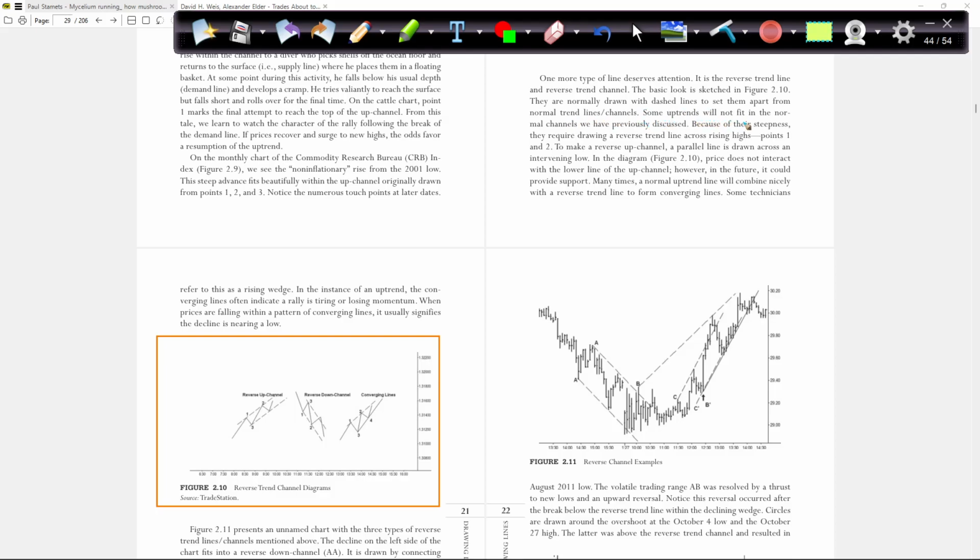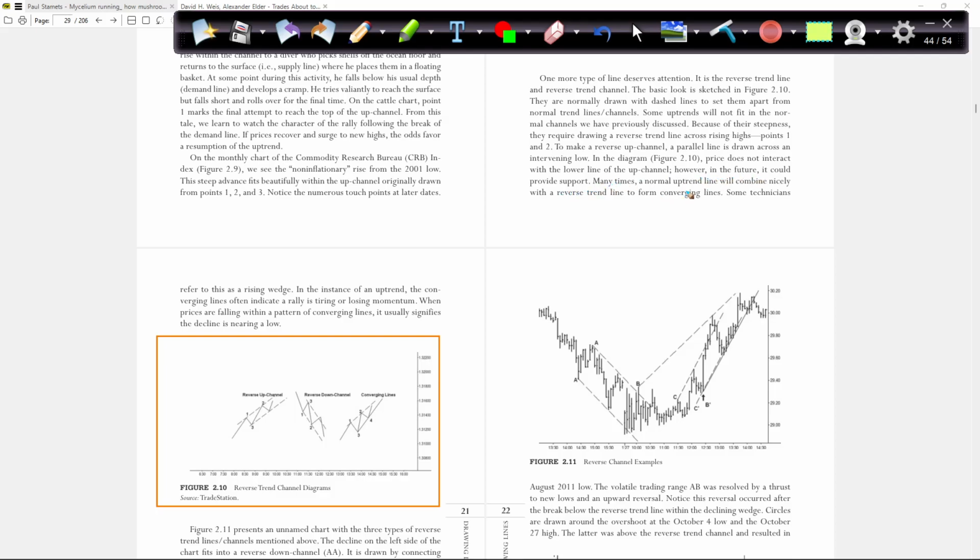Some uptrends will not fit in the normal channels we have previously discussed. Because of their steepness, they require drawing a reverse trend line across rising highs, points 1 and 2, right? To make a reverse up channel, a parallel line is drawn across an intervening low. In diagram 2.10, price does not interact with the lower line of the up channel. However, in the future, it could provide support.